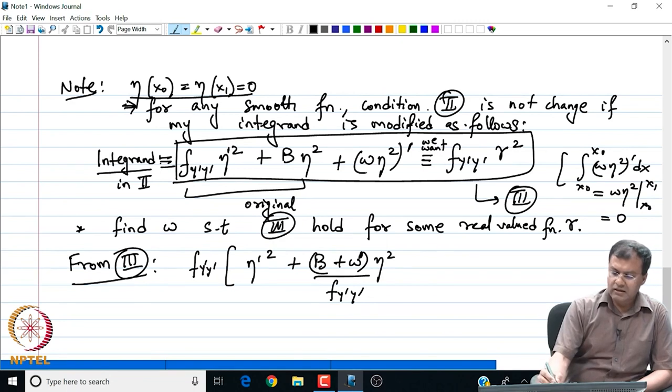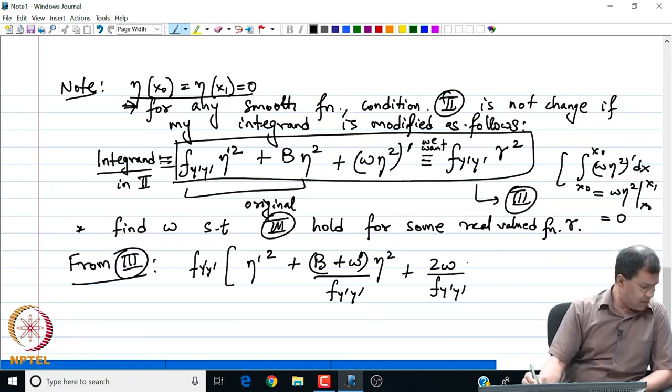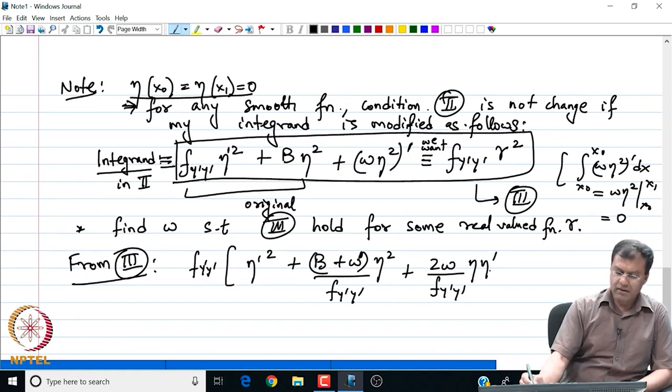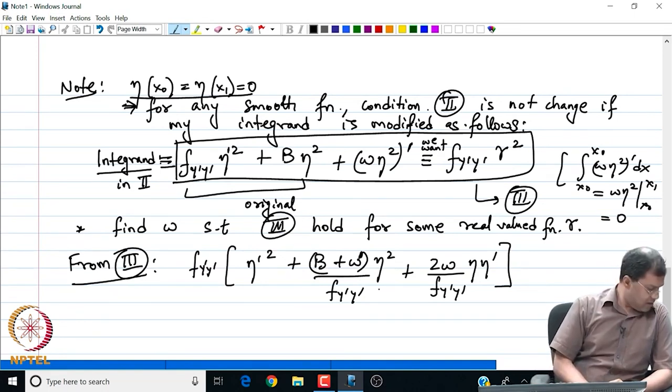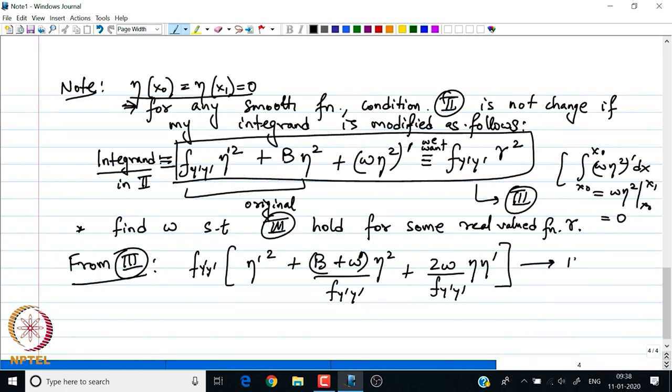Note that the third quantity can be differentiated using the product rule. The first term is already absorbed here. The other term is plus 2 omega by f_y' eta eta prime, right. So, this is set equal to, so note that this is our expression 3, right. So, expression 3 is as follows. Let me call this expression 4.